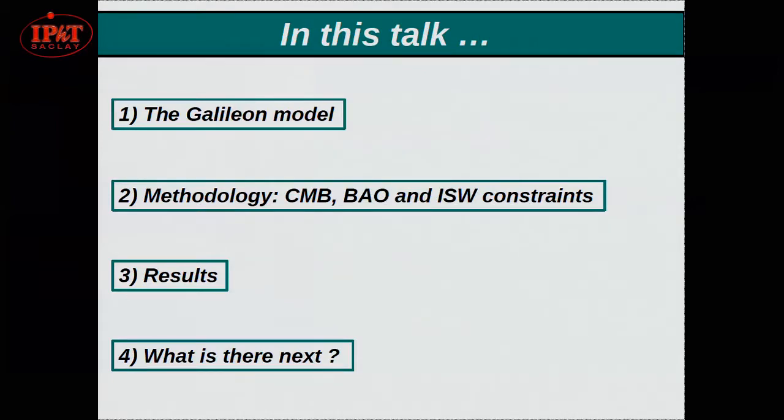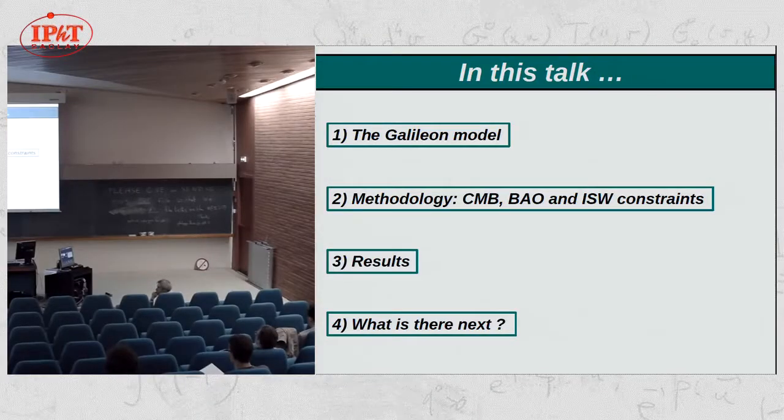Okay, so this is basically what I'm going to do. This is going to be about analyzing the observational viability of the Galileon model. I'm going to start by telling you what exactly I mean by the Galileon model, then tell you what we did, in particular how we placed constraints on this model, then our results, and then what can be done next, if anything.